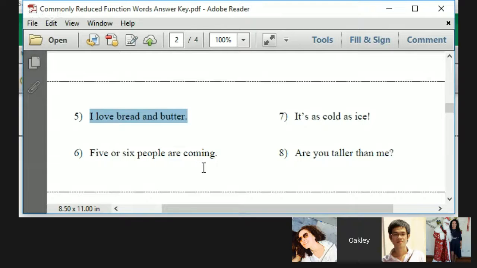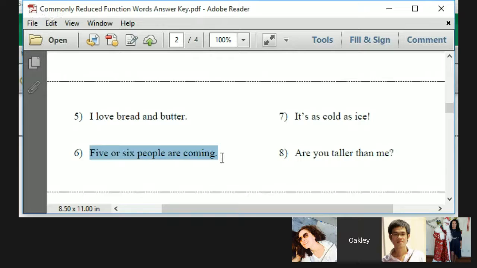I love bread and butter. I love bread and butter. Okay, that's a song. Sorry. Very good. Great job. Bread and butter. I love bread and butter. Good job. I do. All right, Albina, number 6.